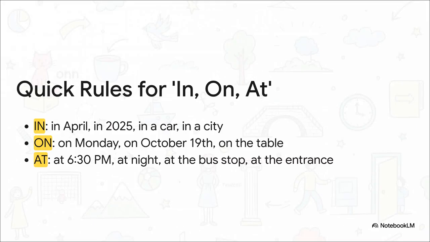Let's see that logic in action. You're in a car, it's an enclosed space. A painting is on the wall, it's a surface. You meet someone at the entrance, that's a very specific point. It works the same way for time, in the summer, on your birthday, at noon. See that pattern? It just flows from big and general to small and specific.